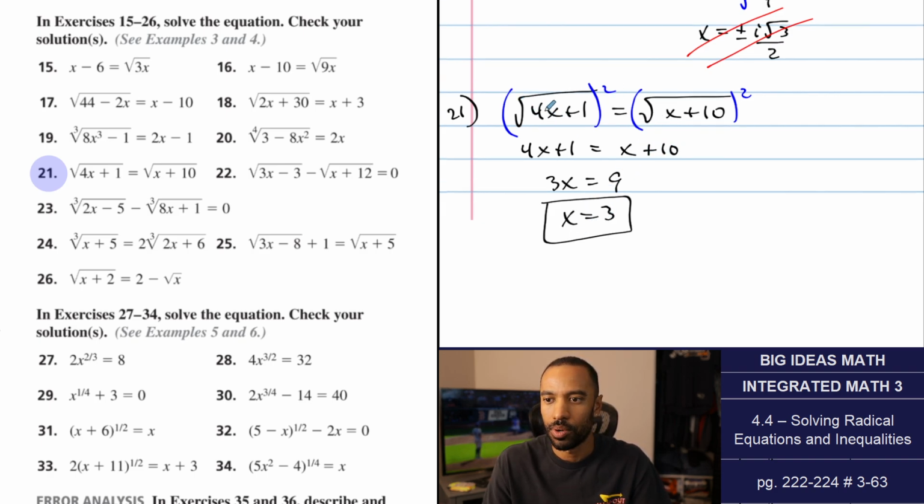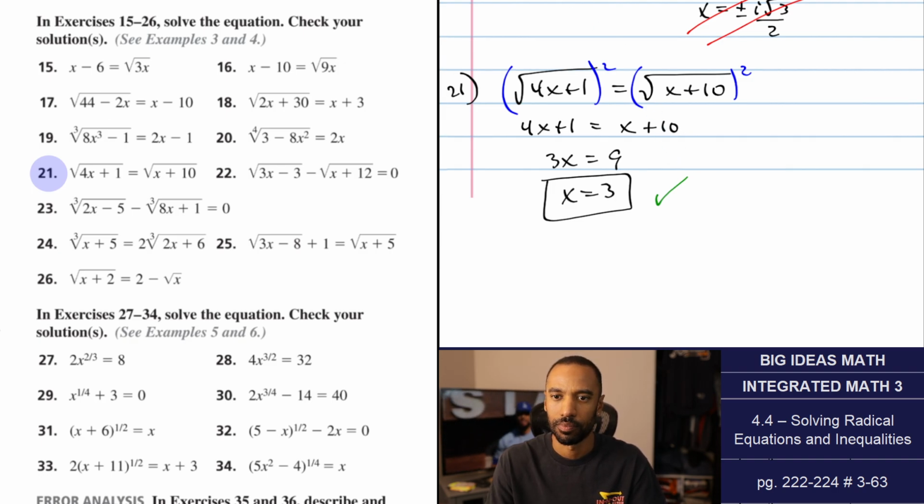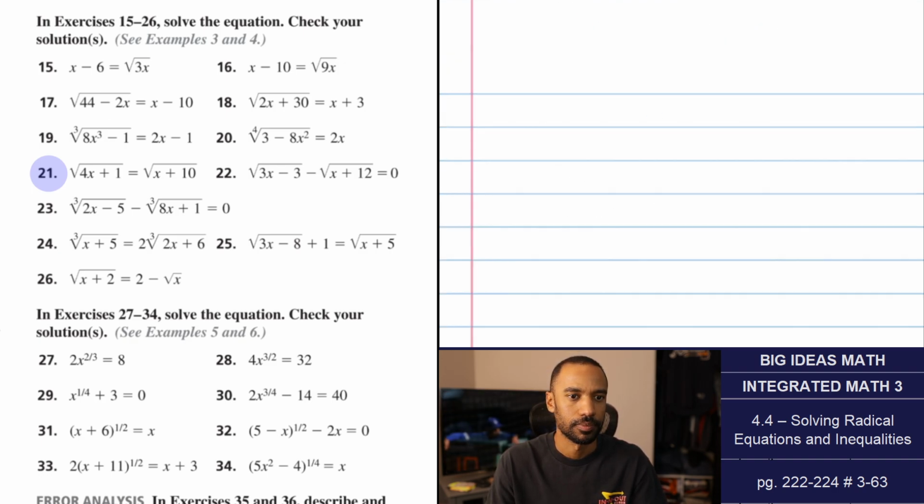Let's try 3. We get square root of 12 plus 1, which is root 13. Square root of 3 plus 10, which is root 13. That one checks out. It's all good. Feeling good about it.